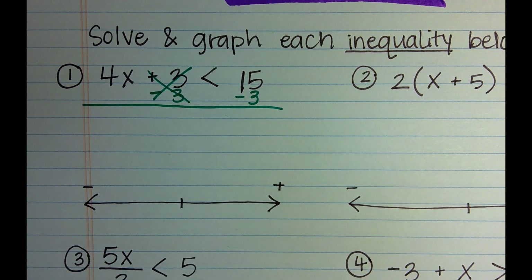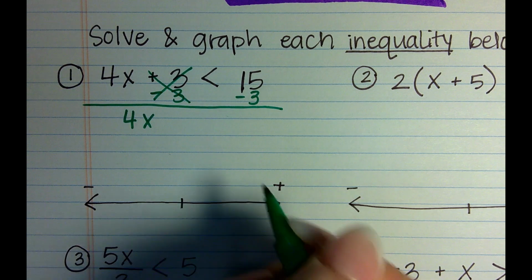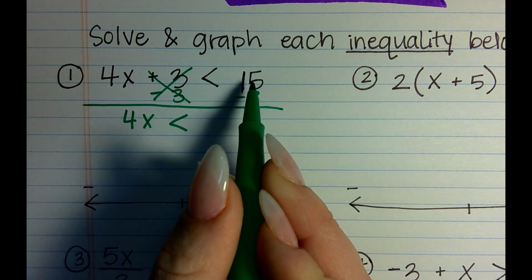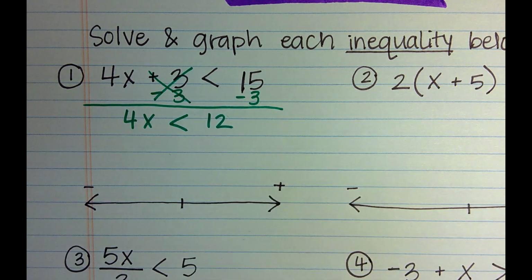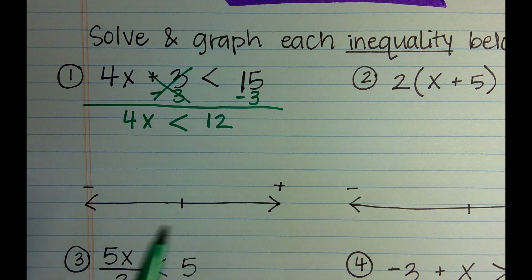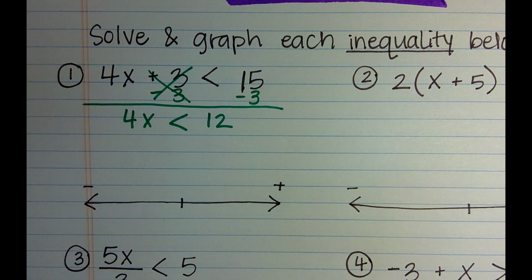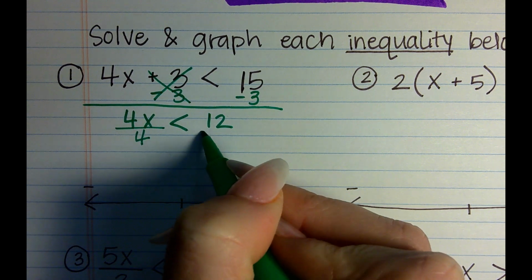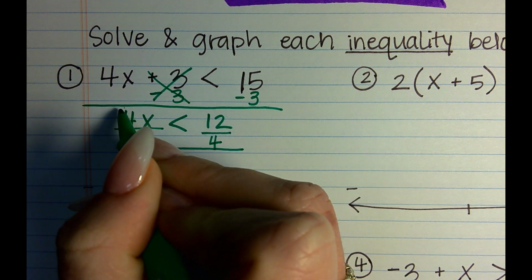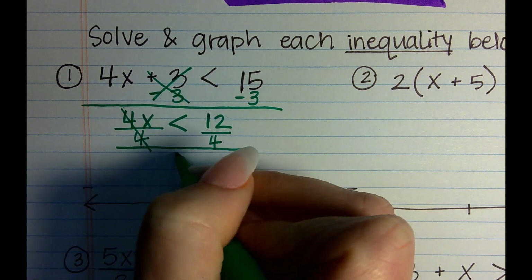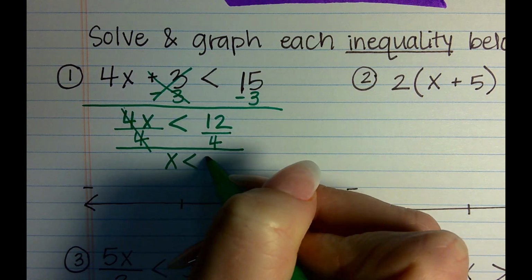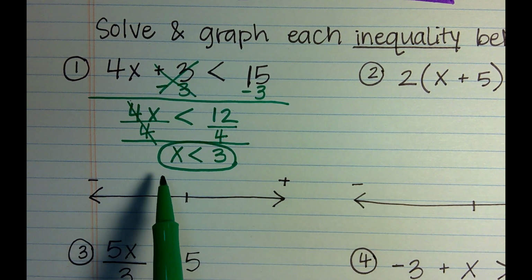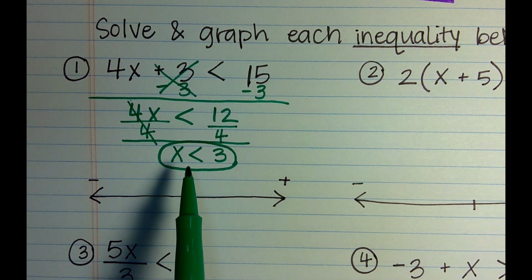These will cancel. I'll bring everything down. 4x less than. Good. No equal sign this time. 12. 15 minus 3 is 12. Good. Am I done? No. What do I need to do now? Divide 4 on each side. Good. 4 times x. We want x to be by itself. We're going to get rid of 4. Divide by 4. My 4's cancel. Your x less than 3. X is less than 3. Perfect. So this would be my answer. X is less than 3.